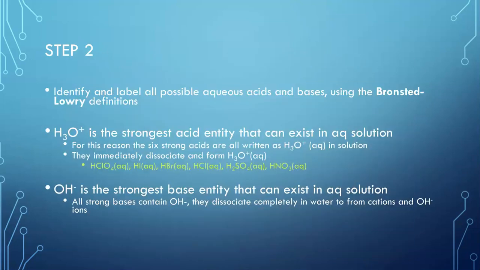The second step is to look at each entity and decide if it is an acid, a base, both, or neither an acid or a base. Hydronium ions are the strongest acid that can exist in aqueous solution. For this reason, if a strong acid is put in solution, it will be written as H3O+ and the conjugate base. Strong acids are listed on page 8 of your data booklet.